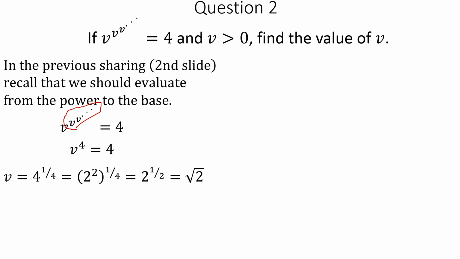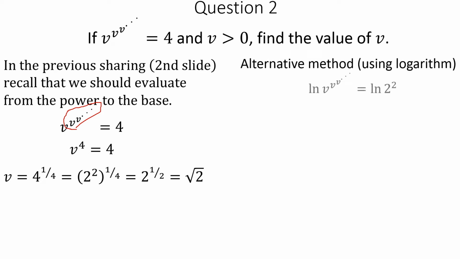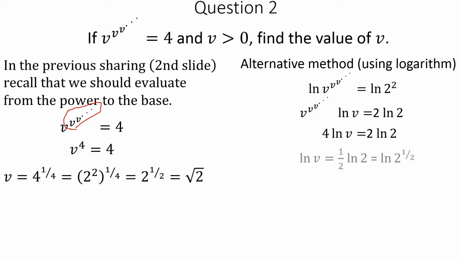We shall now use an alternative method involving logarithm. If we take ln on both sides and bring down the power, on the left hand side the power is v to the power v to the power v infinitely many times, and on the right hand side the power is 2, so we can bring the 2 down. So replacing v to the power v to the power v infinitely many times by 4, because that is the definition of the question. And the next step we are going to divide both sides by 4.